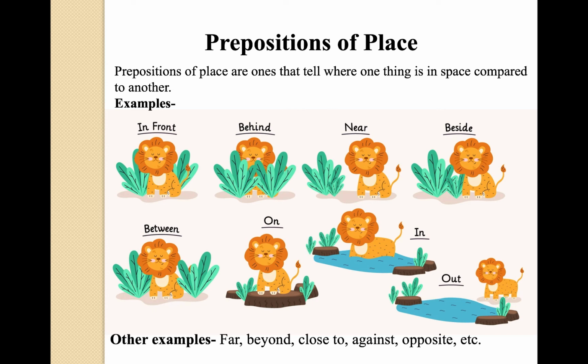Some other examples of prepositions of place are far, beyond, close to, against, opposite, and many more. All the words that tell us about the position of one thing compared to another are called prepositions of place. So, there can be many different examples of this type.